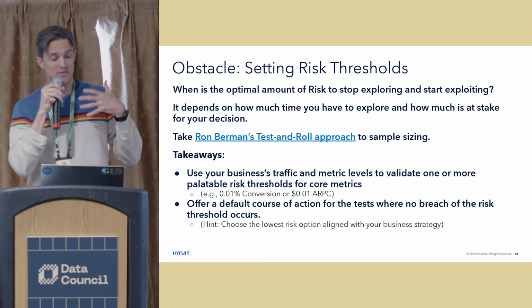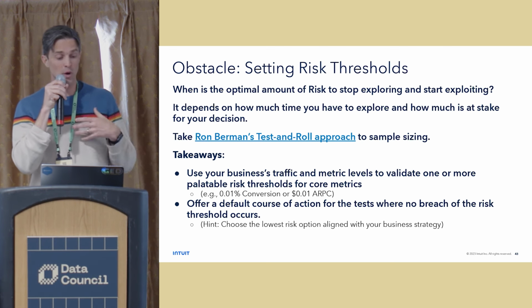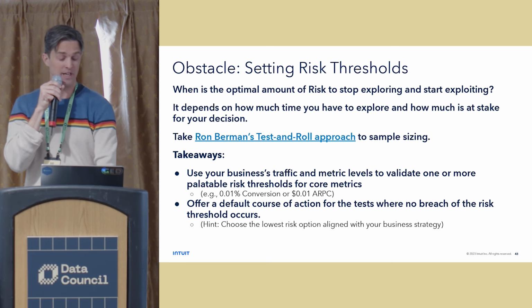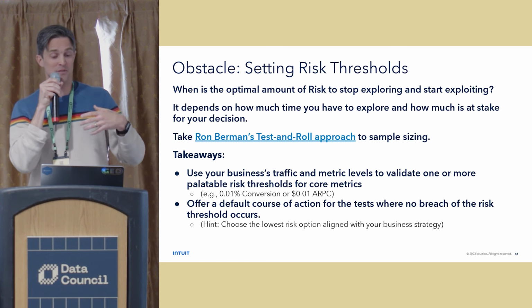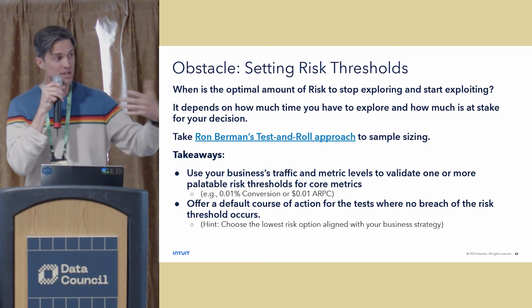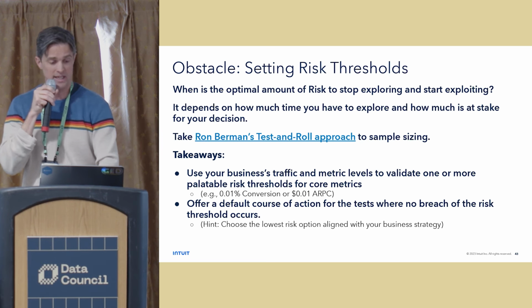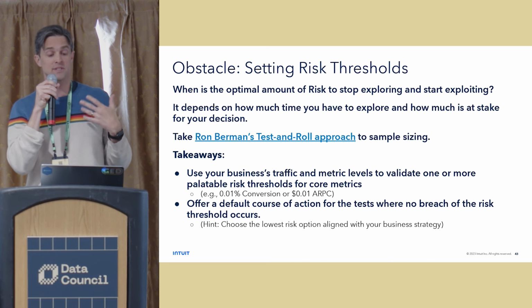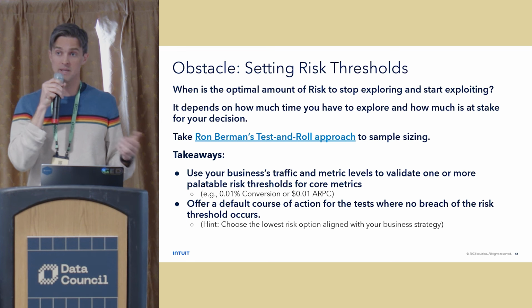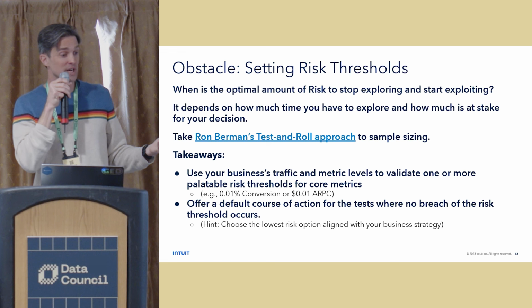And so, again, I would just encourage you to use your own business's traffic and metric levels to validate one or more palatable risk thresholds for your core metrics. You could start off with like 0.01% on conversion or a penny on ARPC. It's going to vary depending on your business conditions, but just choose a few intuitive ones and run the data simulations. You'll find a safe threshold. Another important one is you're going to need to offer a default course of action for the test where no breach of the risk threshold occurs. We just tell teams to choose the lowest risk option that's aligned with the business strategy.